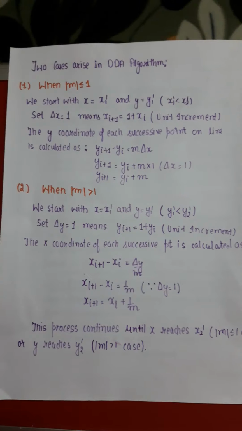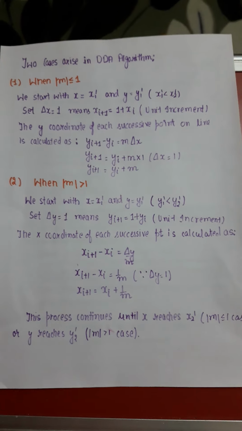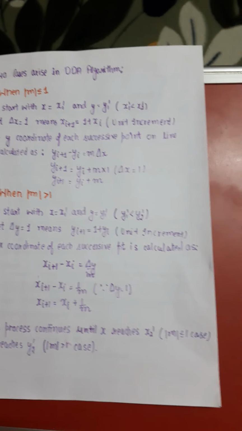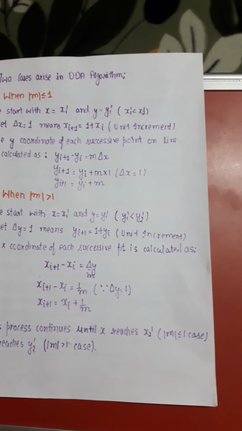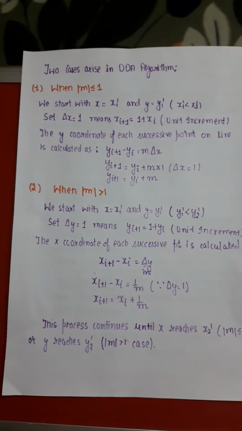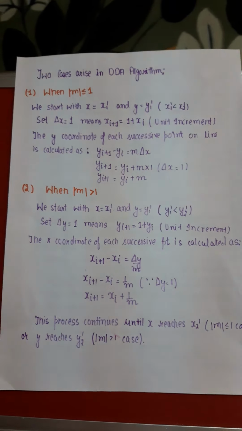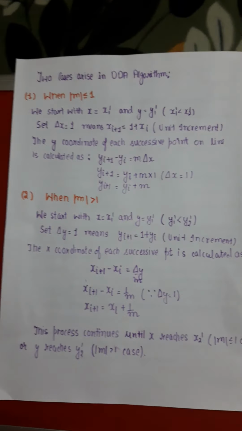So this process continues until x reaches x2 dash, meaning the starting point reaches the end point, in the case when mod m is less than or equal to 1. And in the other case, where mod m is greater than 1, this algorithm will stop when y reaches y2 dash, right?